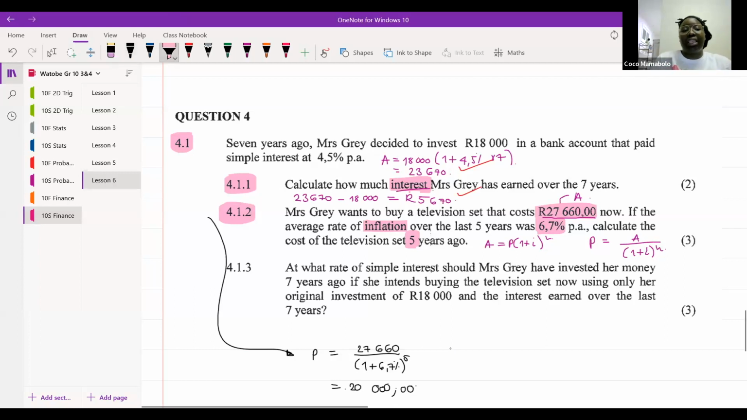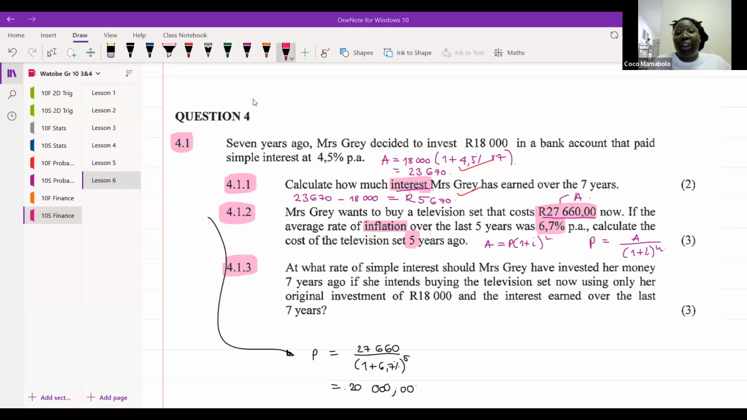Excellent. Okay, we're going to tackle this very last question because we are at the end of the lesson, and teacher Nels is then going to pop in the chat, speaking of quiz results, on the question. It says, at what rate of simple interest should Mrs. Gray have invested her money 7 years ago if she intends on buying the television set now using only her original investment of 18,000? All right, so this is a bit of a trick question, but if we read it properly, we know exactly what they're asking us.